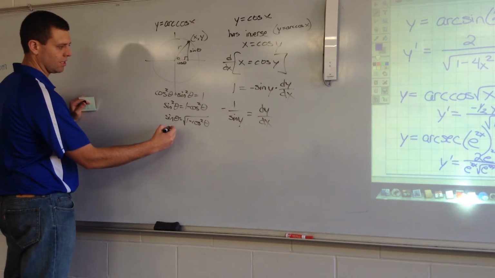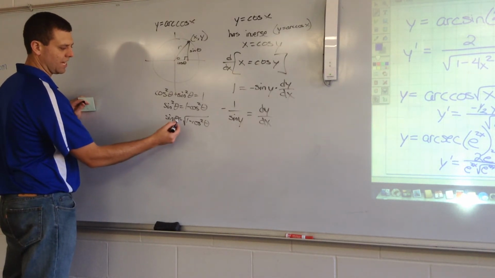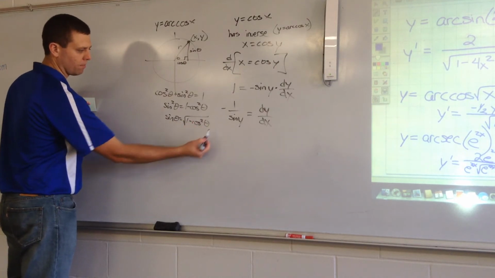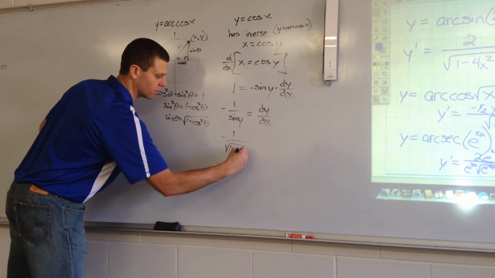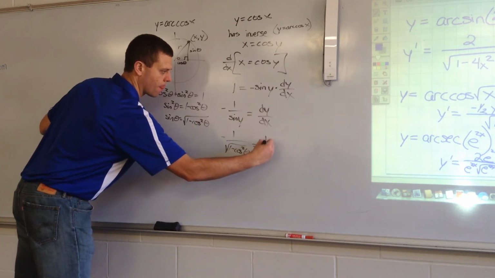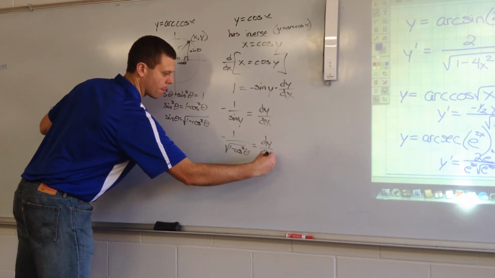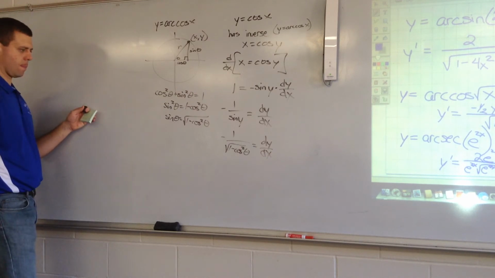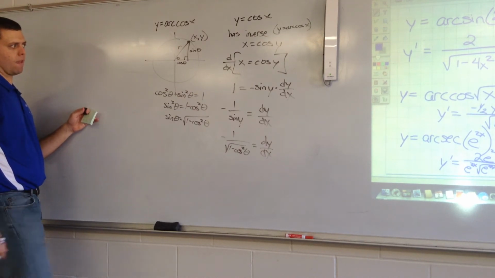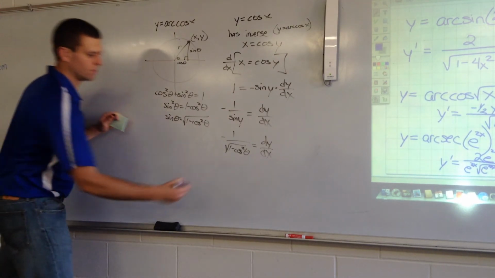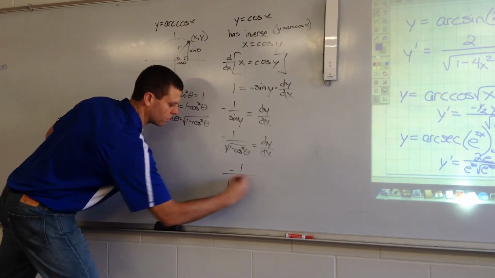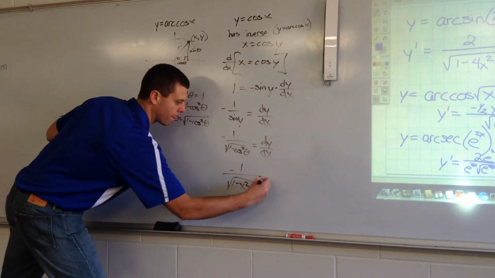And really, so sine of something is equal to the square root of 1 minus cosine squared. So now I could put in 1 minus cosine squared theta. But isn't cosine also just your x value? Uh-huh. So negative 1 over the square root of 1 minus x squared.